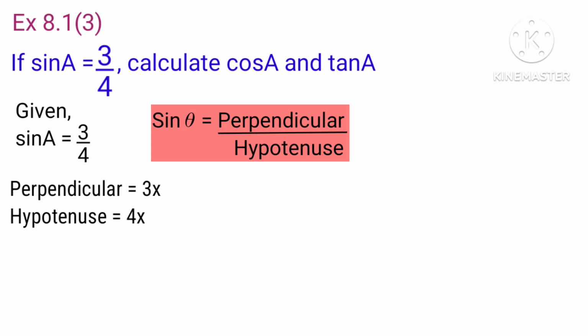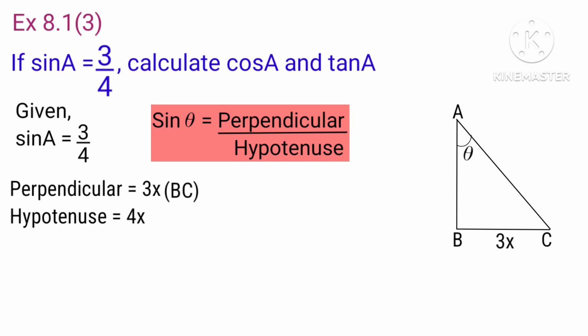So we can draw a diagram for this. First we'll take a right angle triangle and we mark it A, B and C. So which one will be theta here? They have given sin A, so for sin A it will be theta. So its opposite will be perpendicular, that is BC, and it will be 3x.